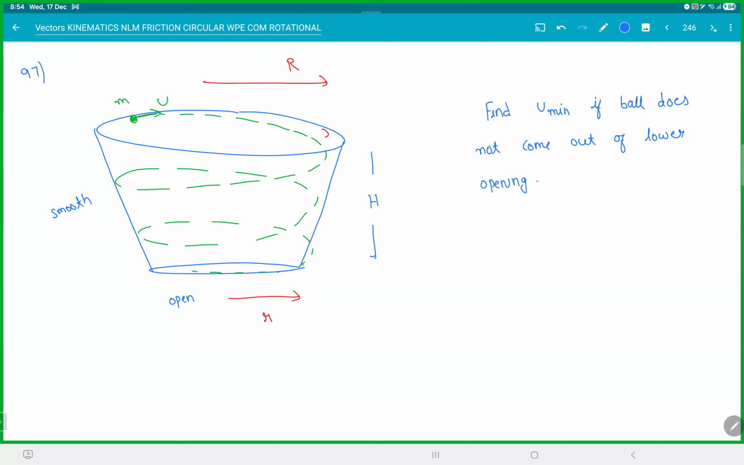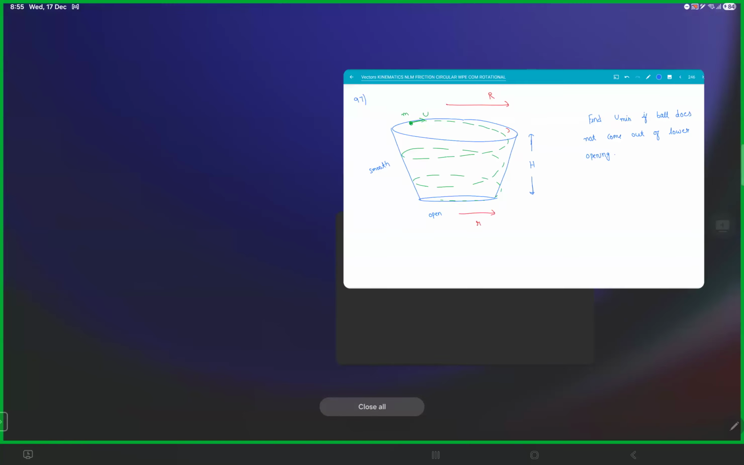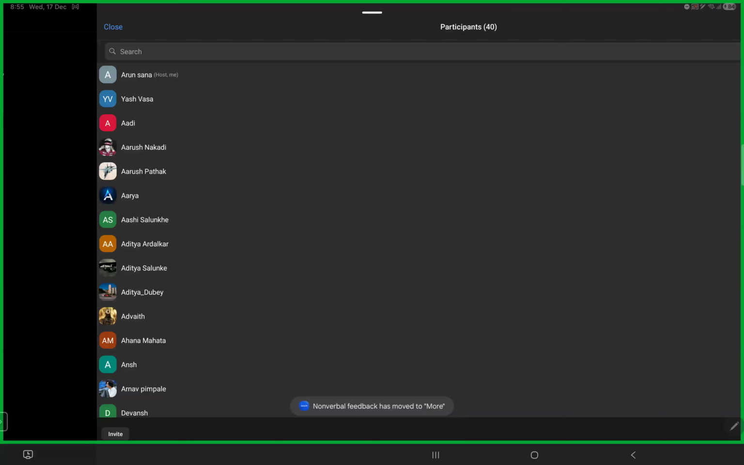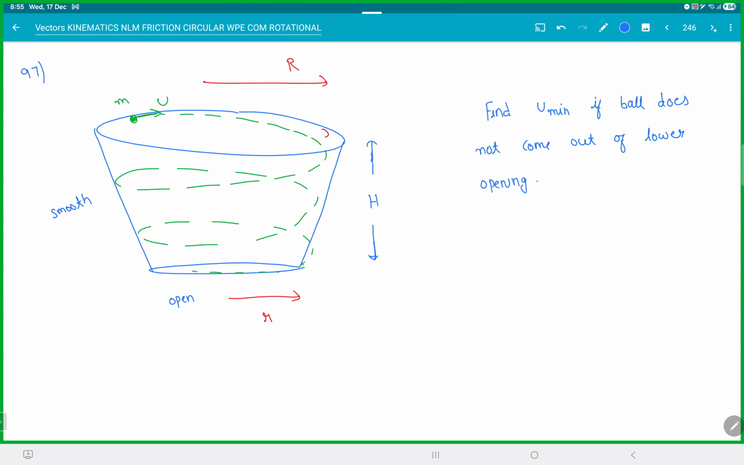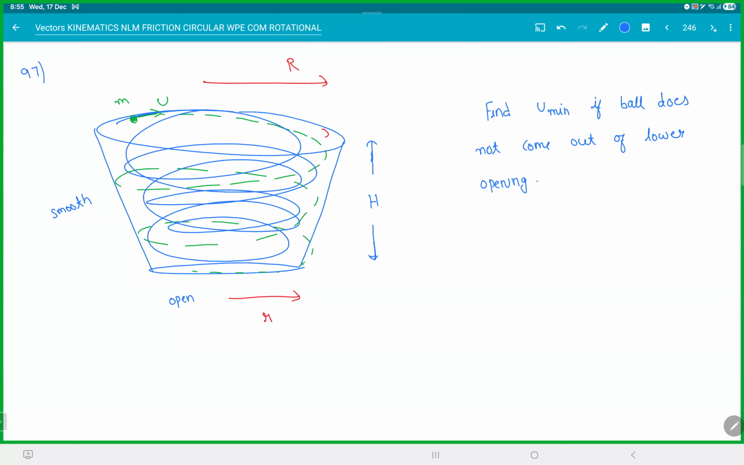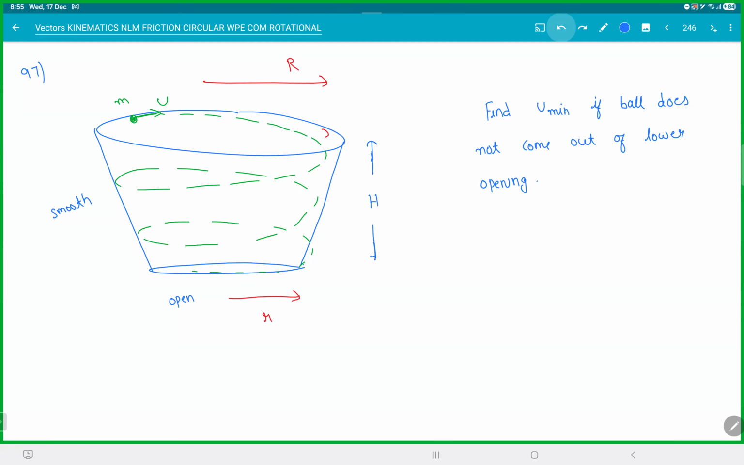So you need to think why it won't come out. As you start going down, your speed will increase because loss in potential is gain in kinetic energy. And if your speed increases, then your centrifugal force increases, so it starts pulling you out. If you start going up, your speed decreases, then centrifugal force becomes less than mg, then you start coming down. So literally, this thing is stuck here. It goes down, then it goes up. It goes down, it goes up. It is stuck between the upper and the lower thing. Find the minimum speed so that the ball does not come out from the lower opening.